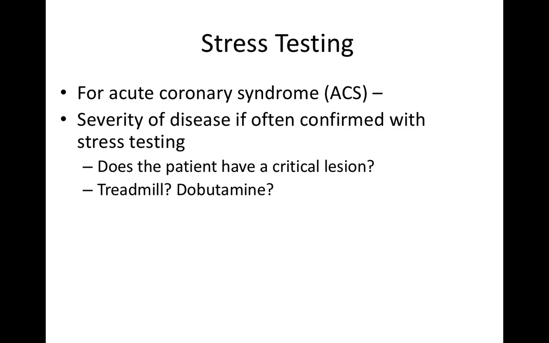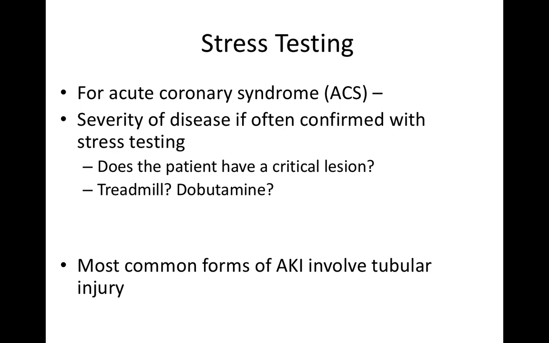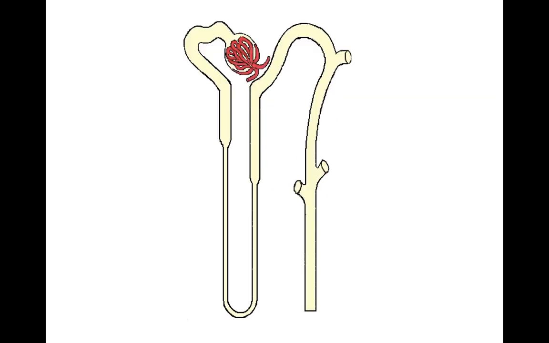And we have a really solid algorithm that involves taking a history and a physical, ECG testing, troponin, other types of diagnostics. And if we do not get a sufficient answer, we then move to one of these stress tests. And so we thought to ourselves, most AKI, certainly not all AKI, but most AKI involves some form of tubular injury. And so we thought to ourselves, is there a way in which we can ascertain the severity of kidney injury by interrogating the tubule?